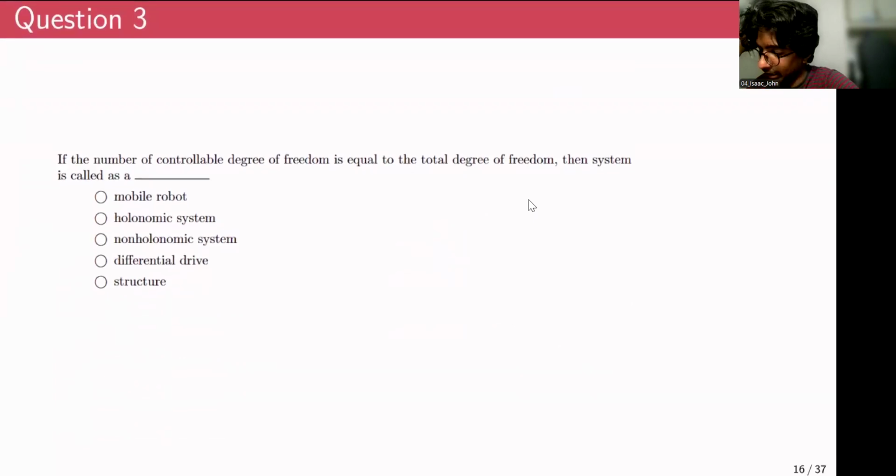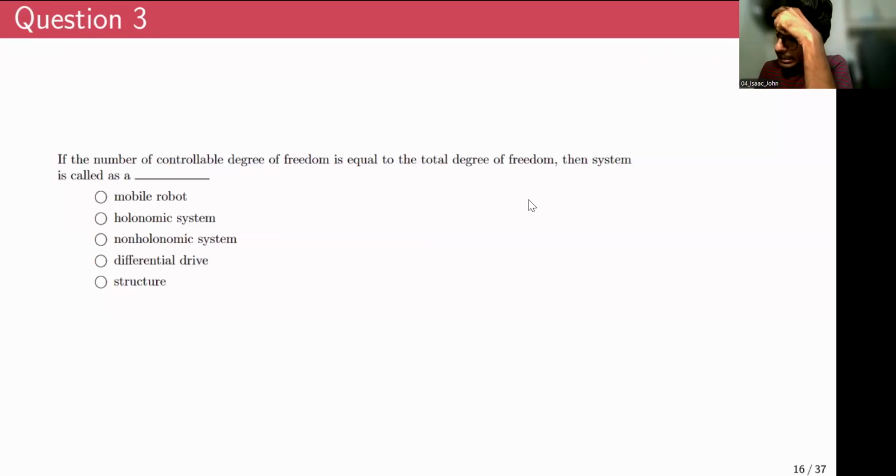Moving on to question 3. If the number of controllable degrees of freedom is equal to the total degrees of freedom, then the system is called, what is the system called? Is it a mobile robot? Is it a holonomic robot? Is it a non-holonomic system? Is it a differential drive? Is it a structure?